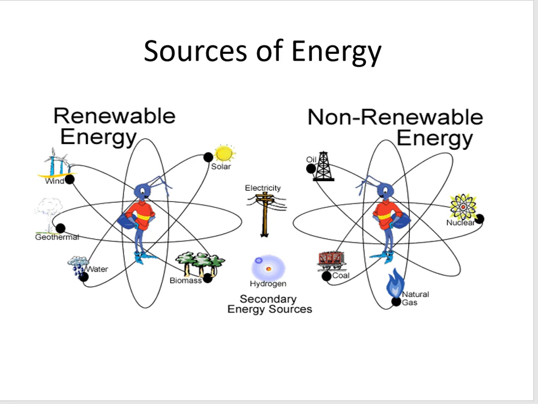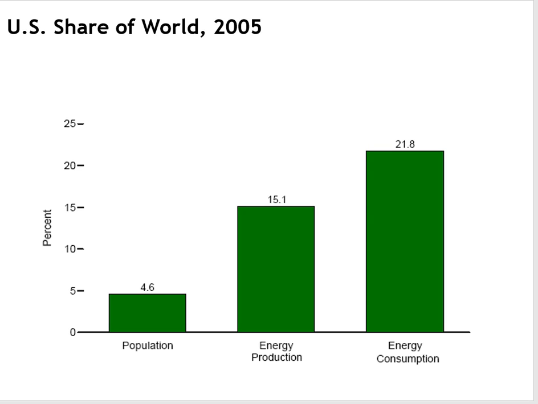In this chart, we look at the percentage of energy consumption that is accounted for by the United States. And this is a lot, as you can see. We are something like 1/20th of the world's population, 5% give or take. We produce about 15%, and we consume about a fifth. So our production is disproportionate to our population, but so is our consumption. We consume a lot more. So where is this energy coming from?